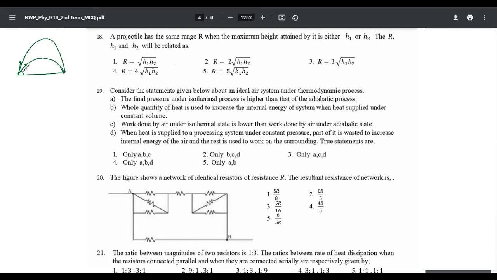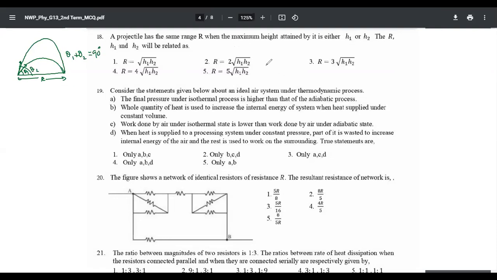So when you take these two angles as theta 1 and theta 2, what is the relationship between these two angles, people? The range is the same. So what is the relationship between theta 1 and theta 2? They are complementary angles. Theta 1 plus theta 2 is equal to 90. Therefore, two things can be considered.